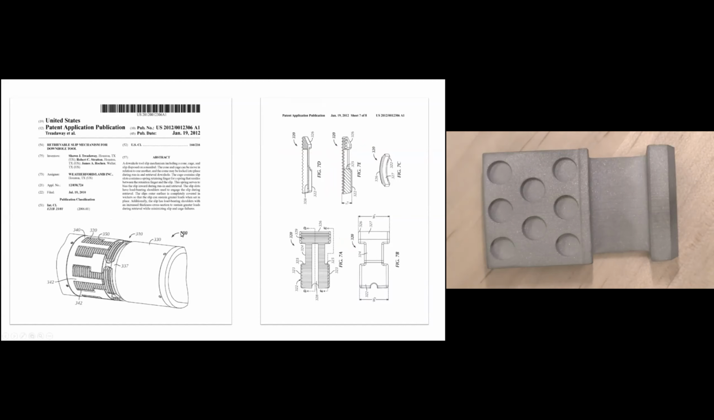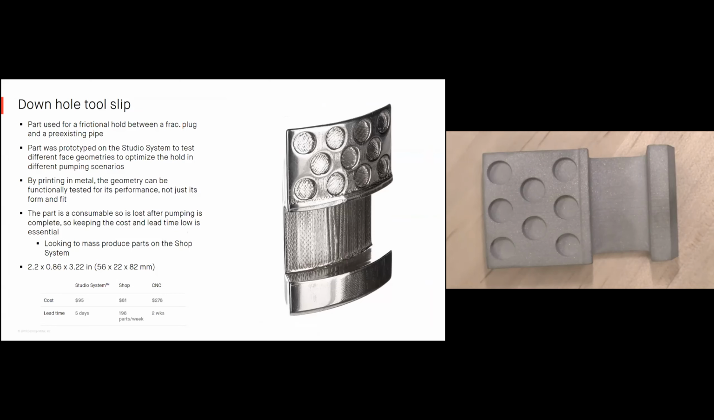This is a part that they were doing quite a bit of R&D work on. You can see they have a couple different patents for different tool slip geometries that they were working on. This part is used for holding, using a frictional hold between a frac plug and a pre-existing pipe that they drilled. So this is another great example of a part that they were able to prototype on the studio system, and they're actually able to test all these different face geometries to optimize the hold for these different pumping scenarios.